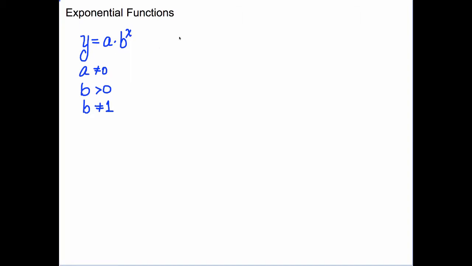So here's some examples. We've already seen exponential functions that look like this: y equals 1000 times 1 plus 0.05 to the x, and this is an exponential function for compound interest growth. But they don't have to be just for compound interest. We can have functions like this: y equals 7 times 8 to the x, or y equals 4 times 1/2 to the x. All of these are examples of exponential functions.